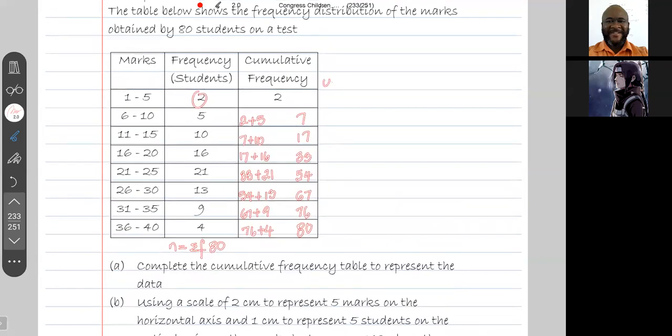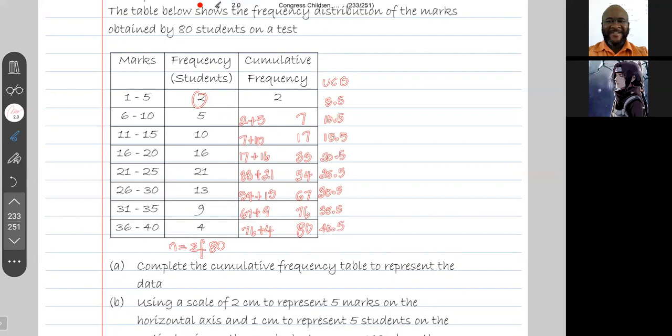The upper class boundary. Everybody should remember to get the upper class boundary: you're going to add 0.5 to the upper limit. So this is 5.5, 10.5, 15.5, 20.5, 25.5, 30.5, 35.5, and 40.5. Those are the upper class boundaries.